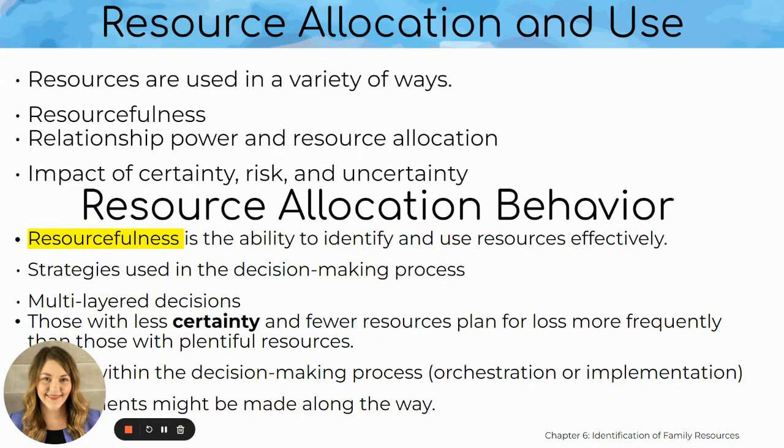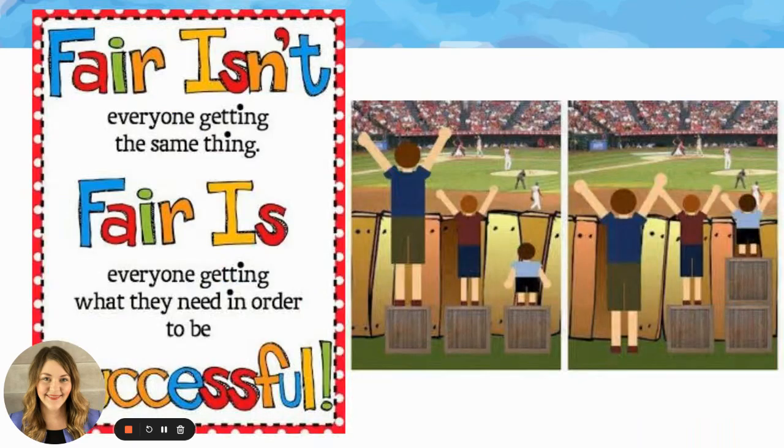multi-layered decisions. When it comes to the decision-making process, looking at the power, there is either orchestration or implementation power. And orchestration power is the responsibility for major decisions that often determine the lifestyle of a family. And then implementation power is the responsibility for day-to-day decisions. So when it comes to resource allocation and being mindful of our resources like resourcefulness, there's a lot of strategies and decisions that go into that.